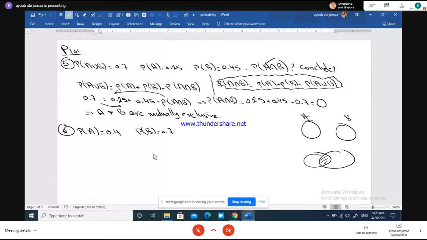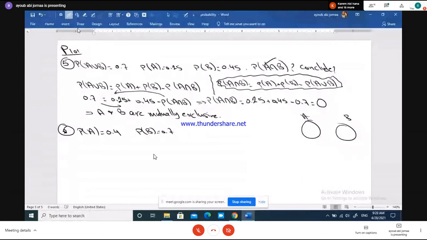طيب. The question here: if probability of A is 0.4 and probability of B is 0.7, can we say that A and B are mutually exclusive? No. Yes, عمر. لا. طيب.